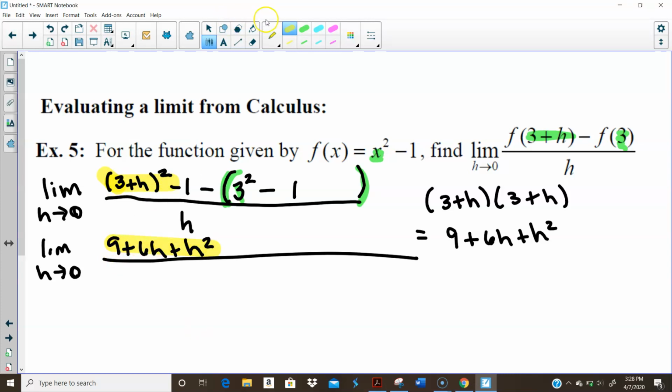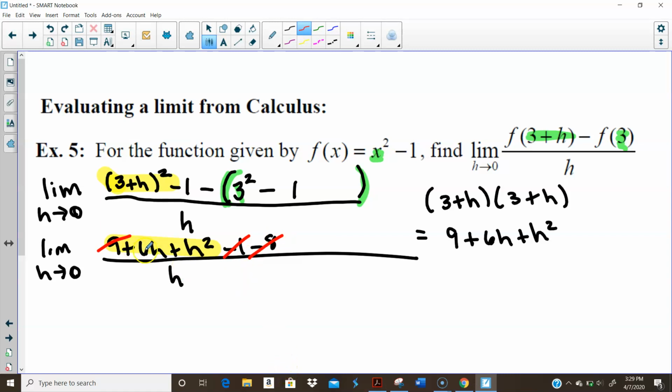All right, we're going to continue with our problem. So now I still have subtract 1 here. So I've got subtract 1. And then I want to take care of the parentheses first. So I've got 3 squared is 9, and 9 subtract 1 is 8. So this is going to be subtract 8 all over h. A negative 1 and a negative 8 is a negative 9. So the 9 and the negative 9 will cancel.